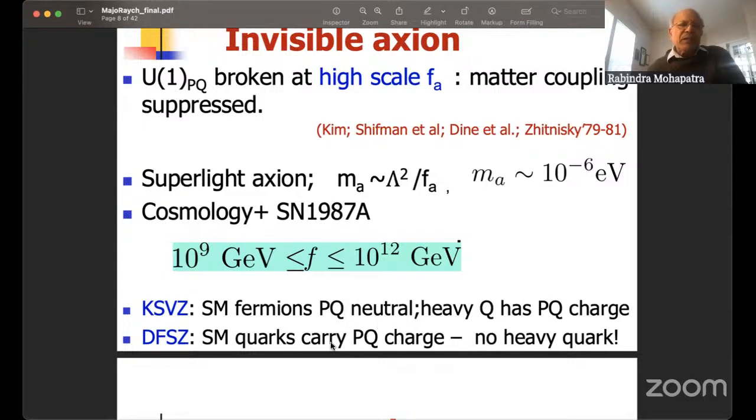carry the PQ charge. The standard model quarks in the case of the DFSZ model carry PQ charge, and they have no heavy quarks. Okay, so therefore this is also a very interesting model.